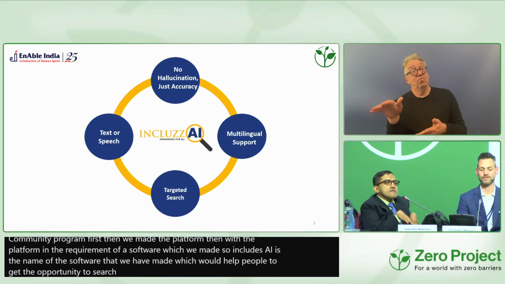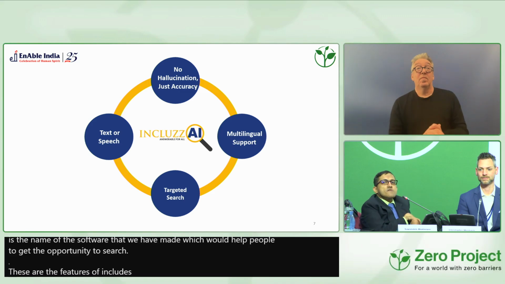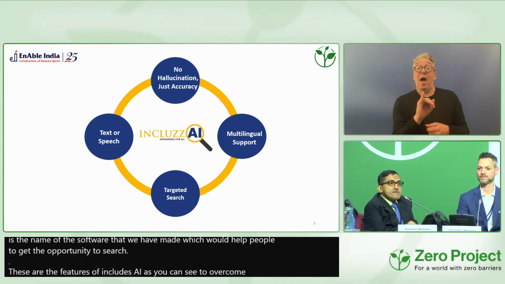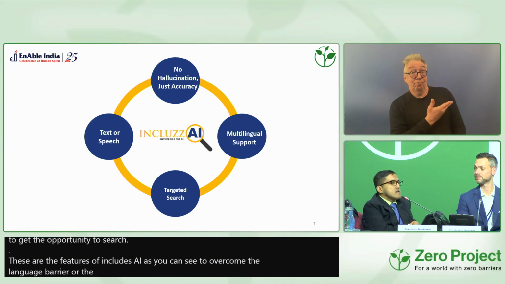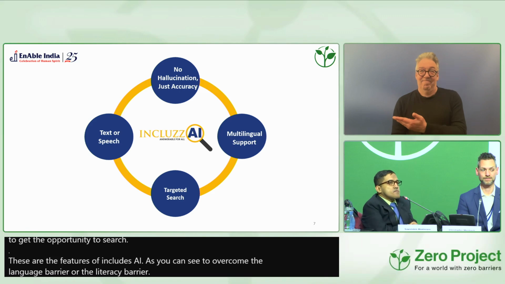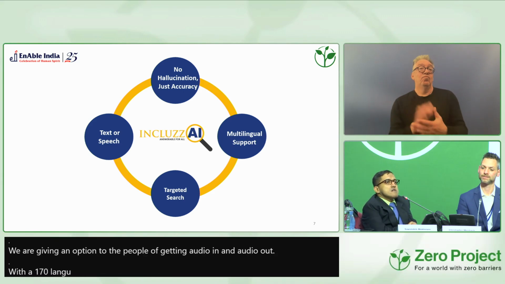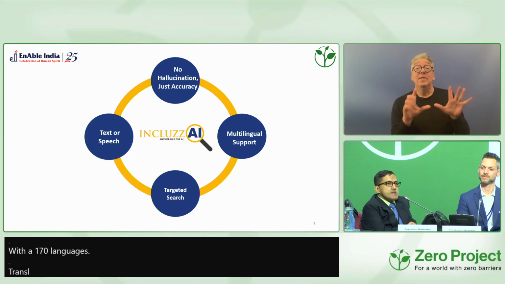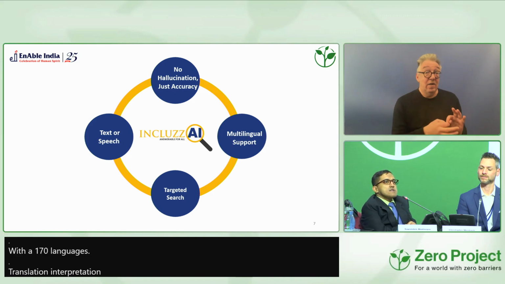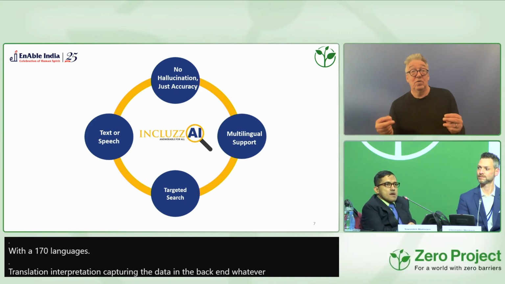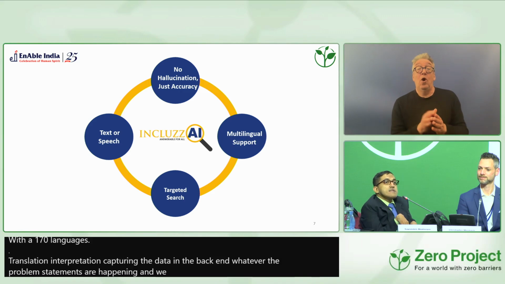These are the features of Includes AI, as you can see. To overcome the language barrier or the literacy barrier, we are giving people an option of getting audio in and audio out with 170 languages, translation, interpretation, and capturing the data in the back end, whatever the problem statements are, and we are taking the work forward in that way.